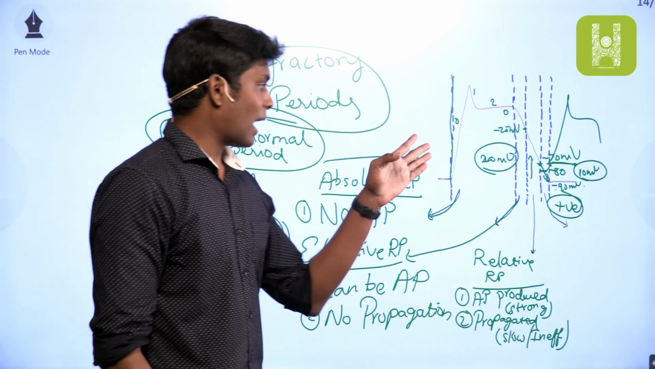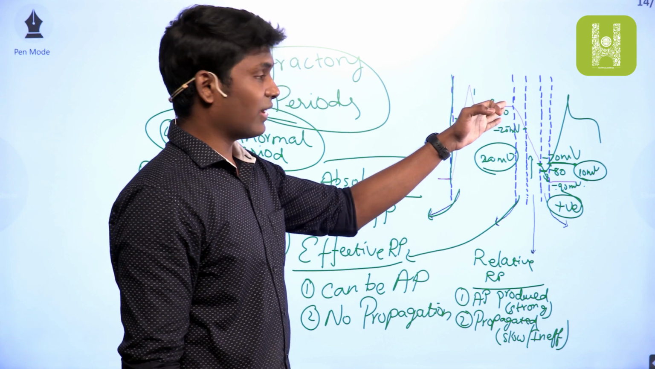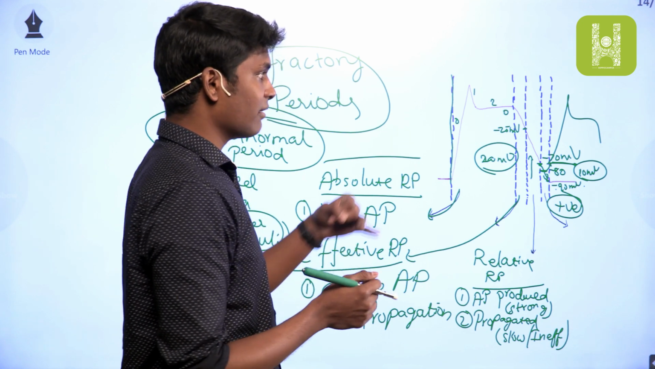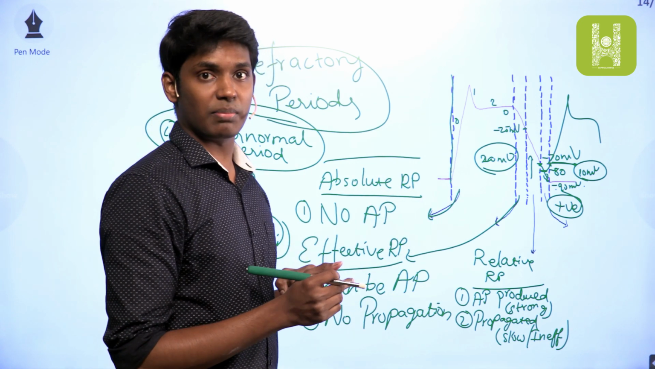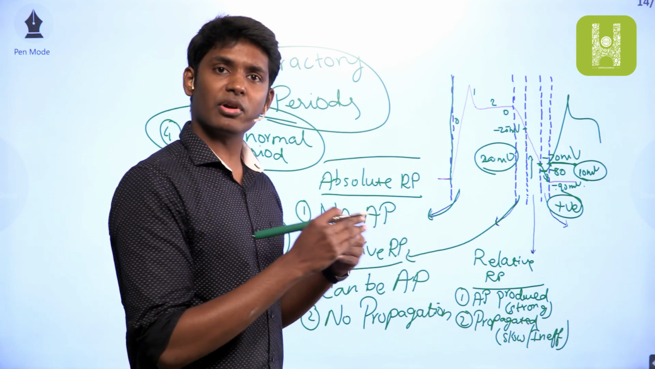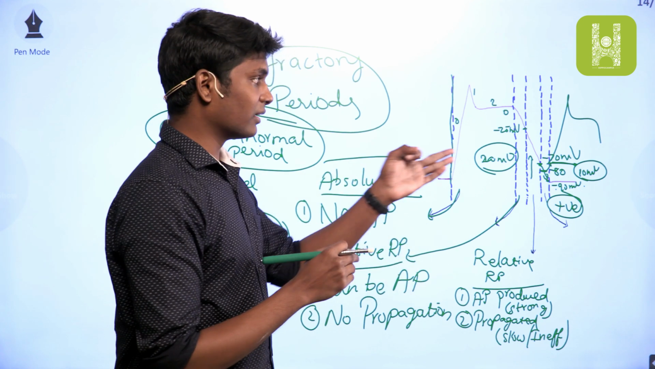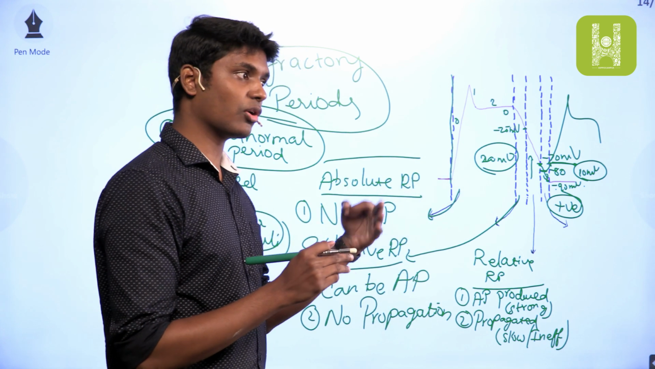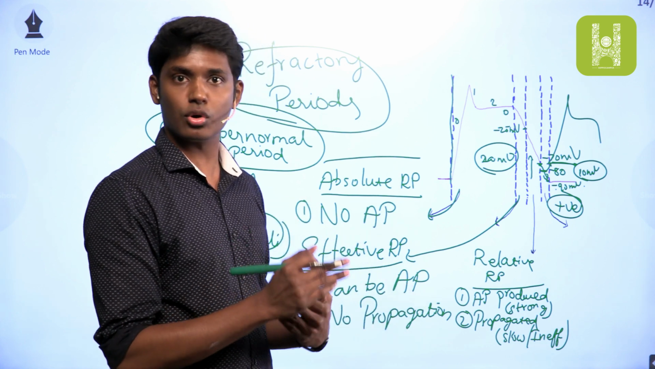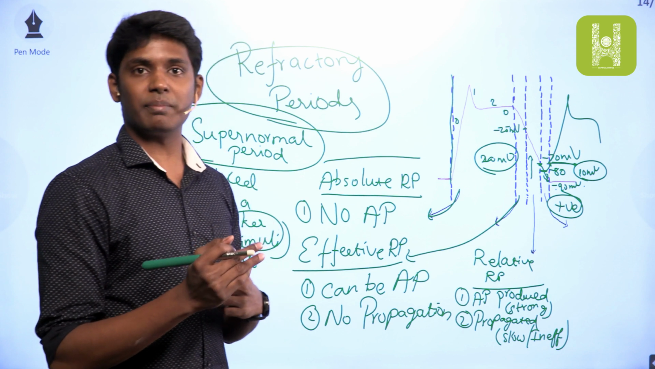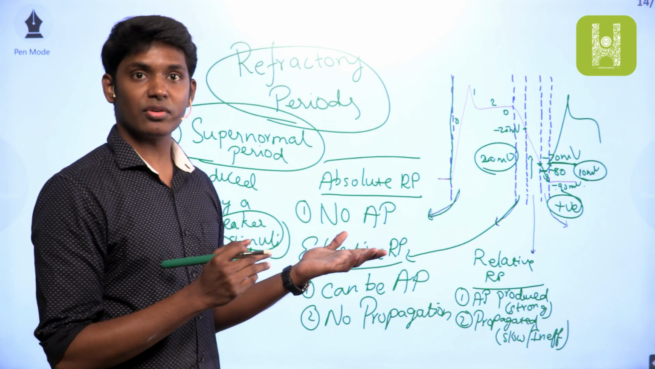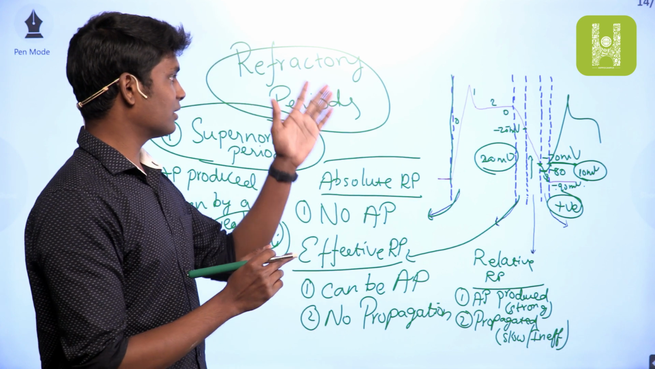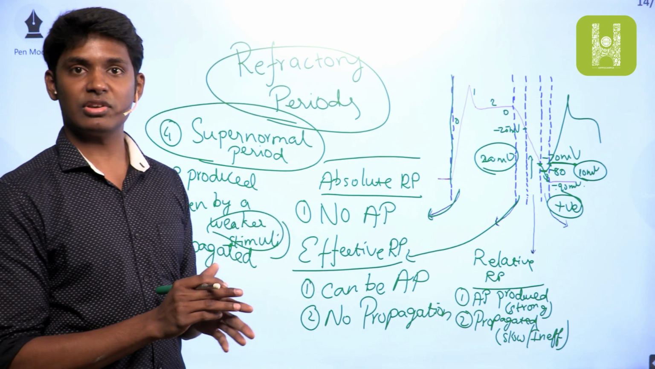So just understand absolute refractory period, which is till the phase 2, where whatever be the strength of the stimulus, there won't be action potential produced. Whereas the next one is the effective refractory period, where a strong stimulus can produce action potential, but it won't be propagated. And the third one is the relative refractory period, where action potential can be produced by a strong stimulus and it can also be propagated, but in an ineffective manner or a slow manner. And the fourth one is the supernormal period, where action potential can be produced by a weaker stimulus itself and it will obviously be propagated. So these are the 4 types of refractory periods which you people should know.